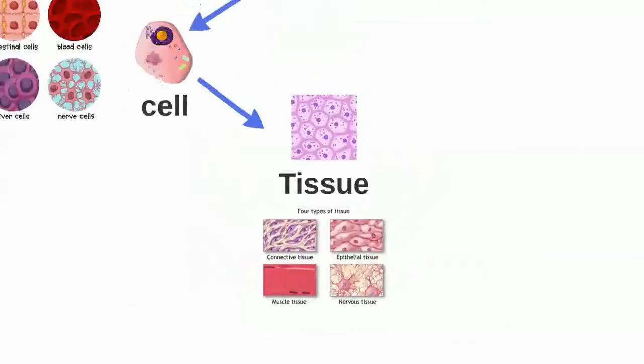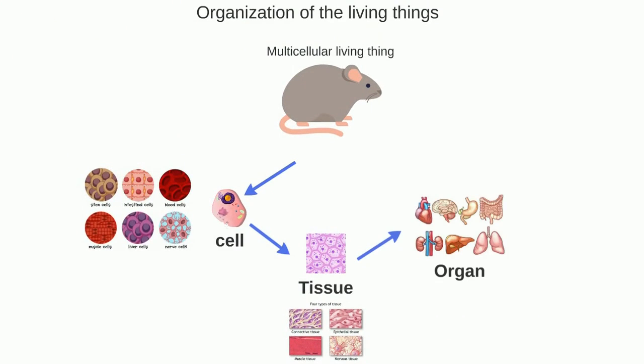So these tissues organize themselves, making an organ. An organ is a group of tissues with the same function that are working together. For example, in the heart we have different types of muscle tissues working together, or in the brain we have different nervous tissues working together. So a lot of different tissues that work together performing the same function is an organ.